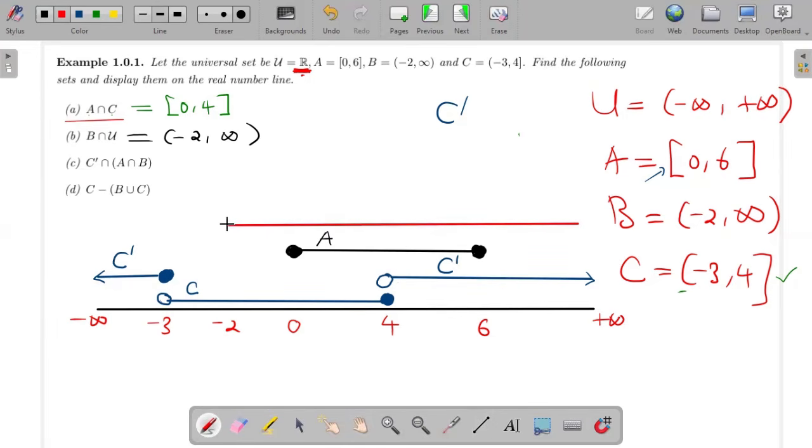Okay, so at -2, I'm going to draw an open circle, and then here just an arrow or an open circle. It's the same. So this is my part B. Okay, so now the region where we want to find is where the C complement is intersecting the A and the B.